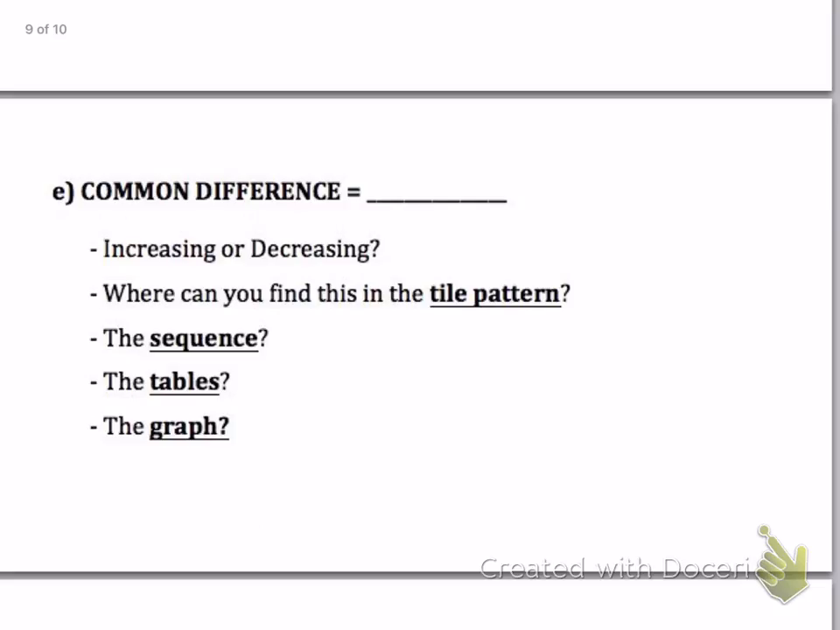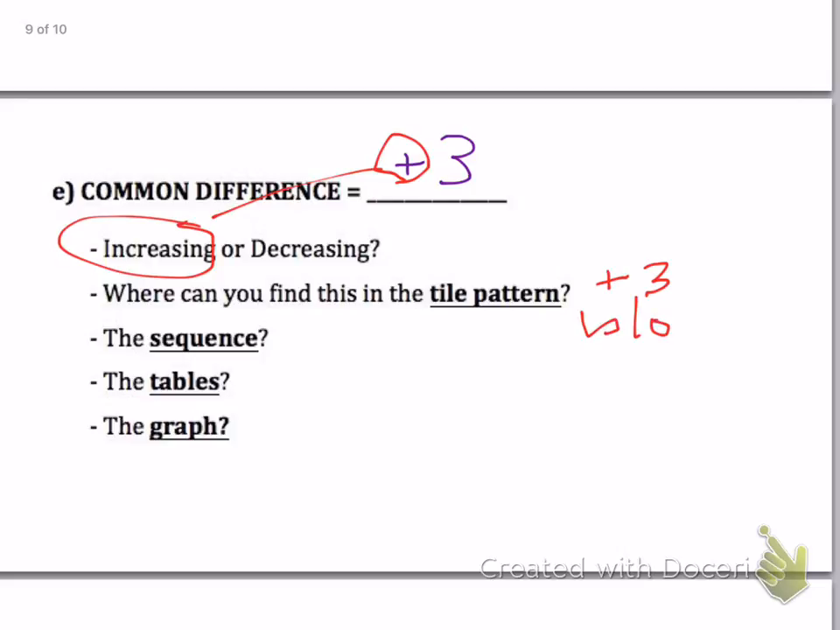Okay, so the common difference, in this case, we were adding 3 over and over again. So we're going to write down that that is a plus 3. Now, increasing or decreasing, that should be obvious, I hope, in that because it's a plus, it is increasing. So where can you find this in the tile pattern? That was the plus 3 blocks.